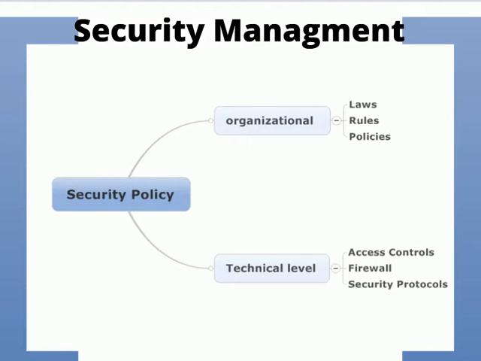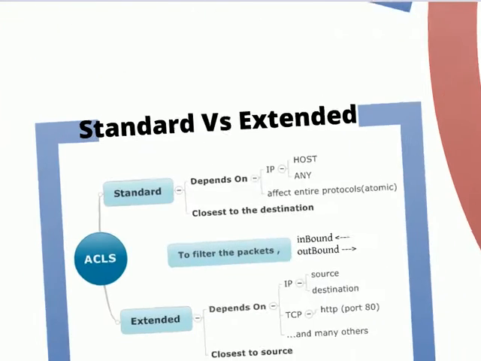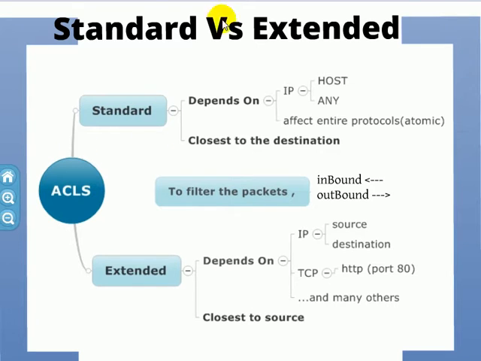After this, security management: we're talking about access control, we're talking about firewalls, basically at the technical level. Organization level we don't want to talk about here, you just care about the technical level. We are going to use Packet Tracer, and we just want to define an access control. As I said, we have two types: standard and extended.